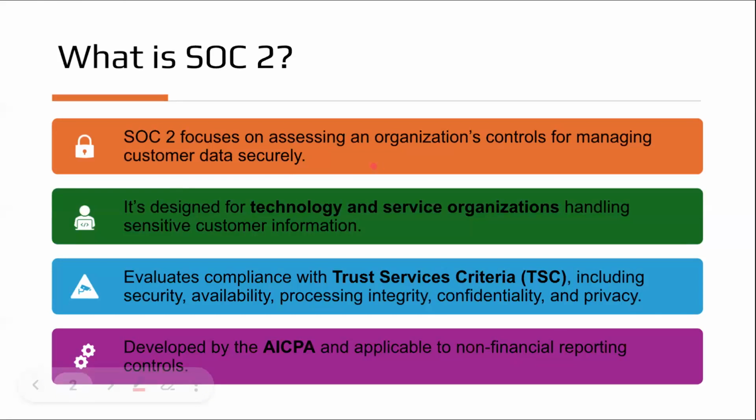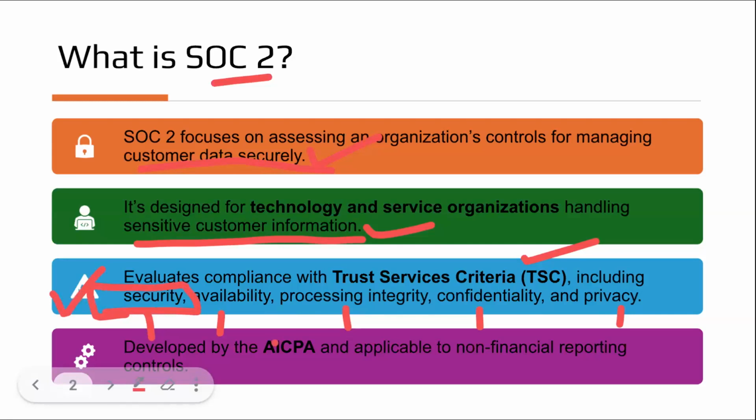The purpose of SOC 2 is to manage customer data securely. It applies to technology and service organizations handling sensitive customer information. If there is any customer information you want to protect, you go for SOC 2. It evaluates compliance with trust services criteria: privacy, confidentiality, processing integrity, availability, and security. Out of these, security is the default one. You cannot proceed without taking security.